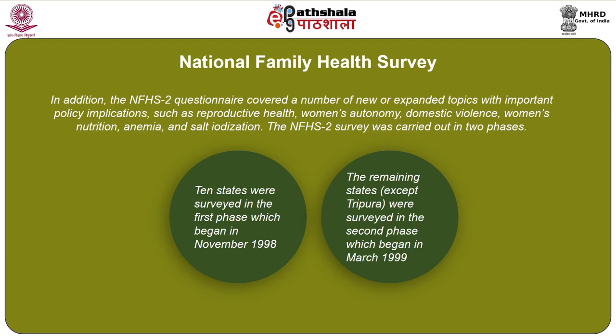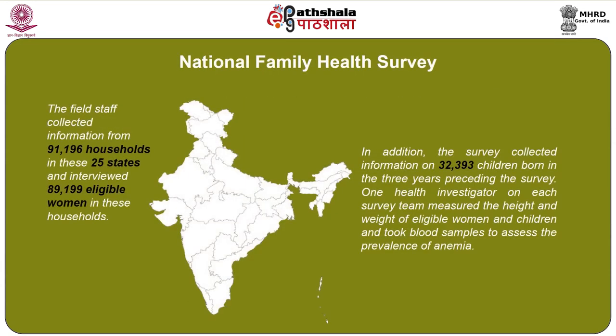The NFHS 2 survey was carried out in two phases. 10 states were surveyed in the first phase, which began in November 1998, and the remaining states, except Tripura, were surveyed in the second phase, which began in March 1999. The field staff collected information from 91,196 households in these 25 states and interviewed 89,199 eligible women in these households.